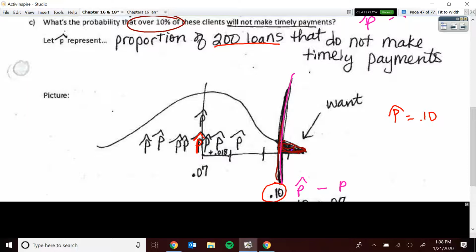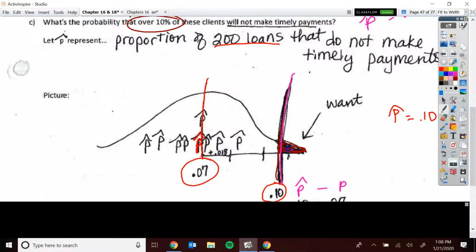And so this question, I want you to draw a picture, draw some p-hats in there and show where this is centered. Most of the proportions will come out to be about 0.07. You randomly select 200 loans, and so on. But they want to know what's the probability you get one of these p-hats over here. What proportion of p-hats are up here in this section above 10%? That's what it's asking for.